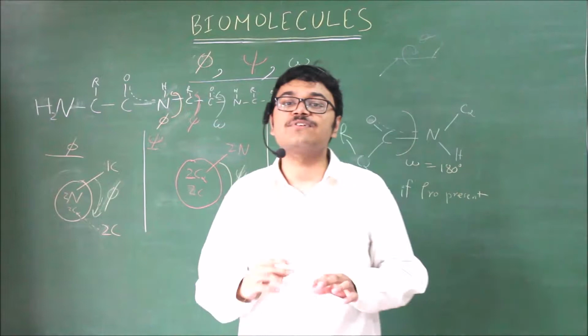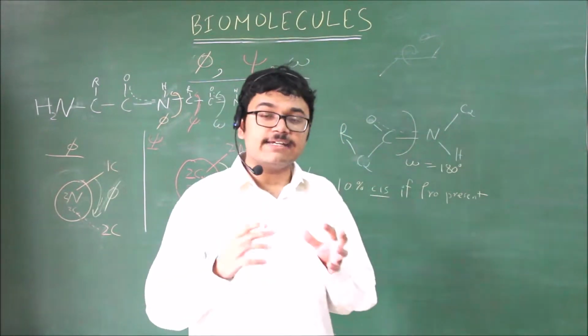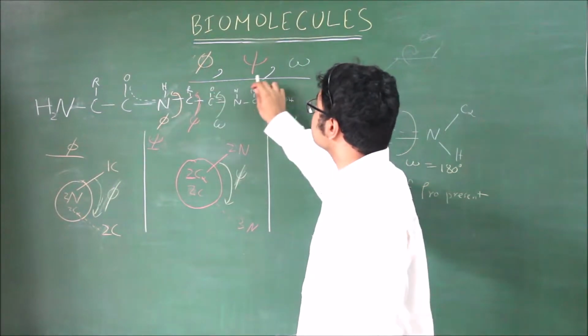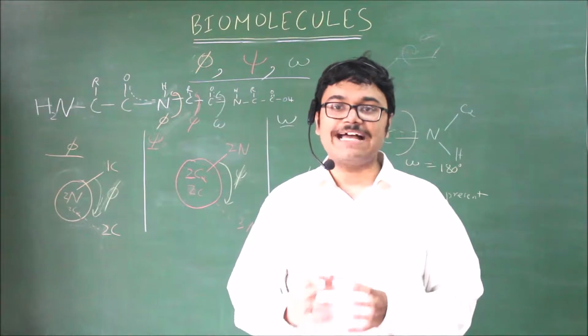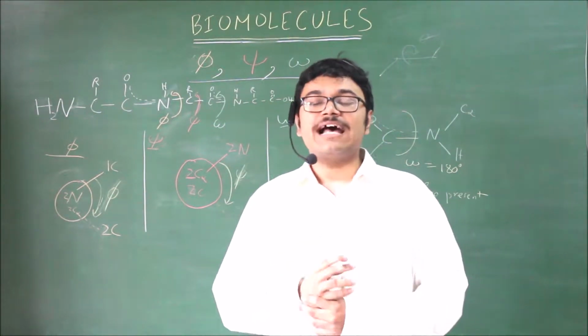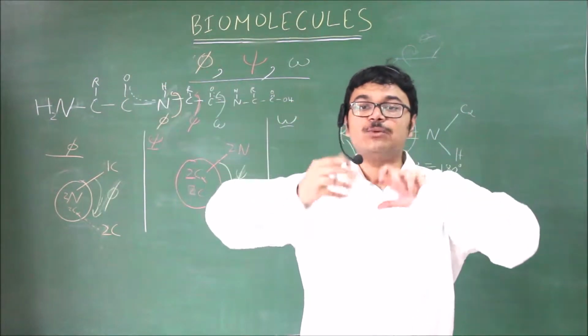So there are basically these three different kinds of angles. Instead of using a term like theta, we use three different variables: phi, psi, and omega. We'll talk about what values these angles assume and how that helps us understand the kind of conformation in which the whole peptide chain will tend to exist.